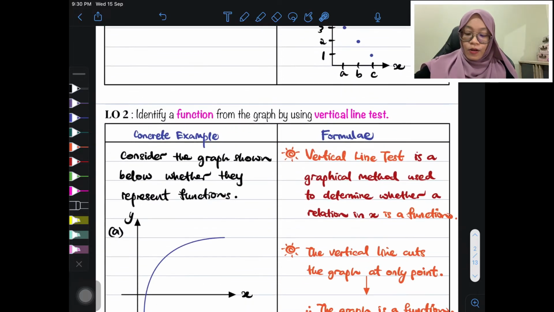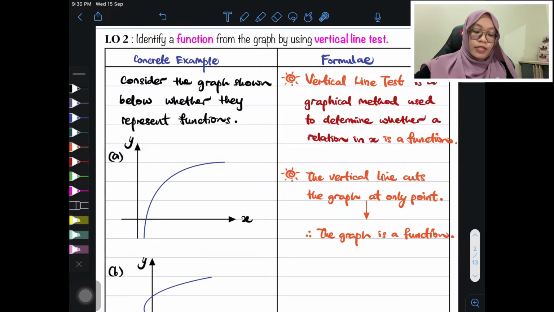Okay, so now let's go to the second LO, which is identify a function from the graph by using the vertical line test. So, tadi adalah kita menggunakan arrow diagram untuk tentukan function. Sekarang ni kita ada second method, iaitu identify a function from the graph by using vertical line test. Vertical line test is line yang menegak. Vertical means line yang menegak. So, consider the graph shown below whether they represent functions or not.